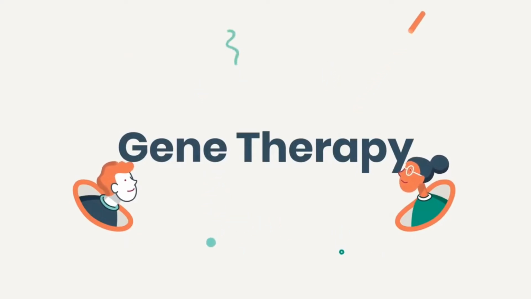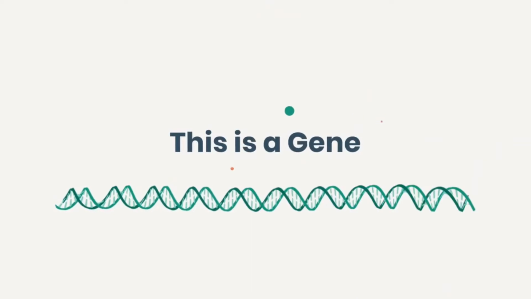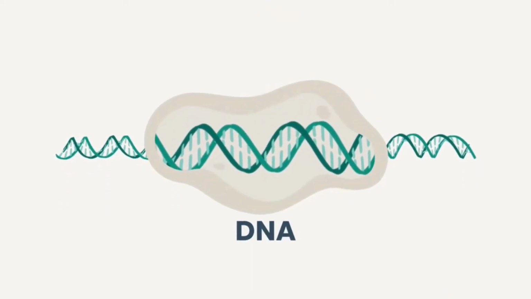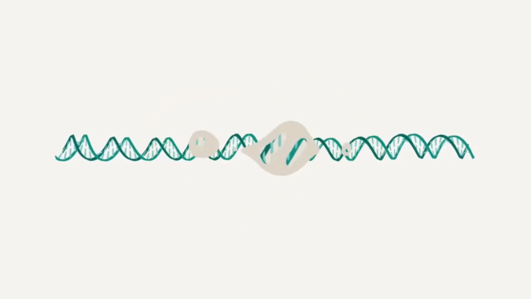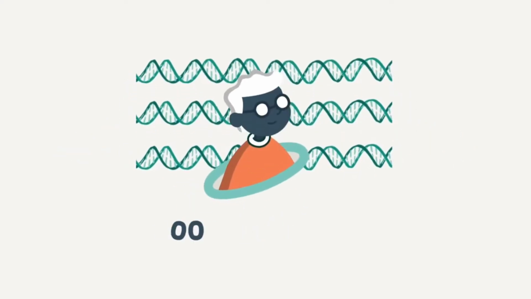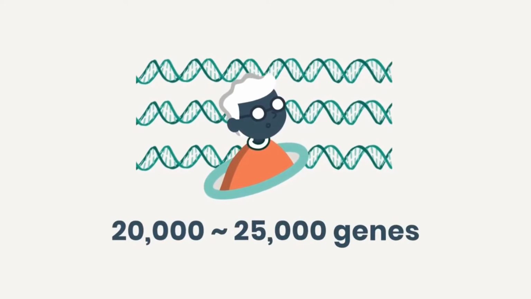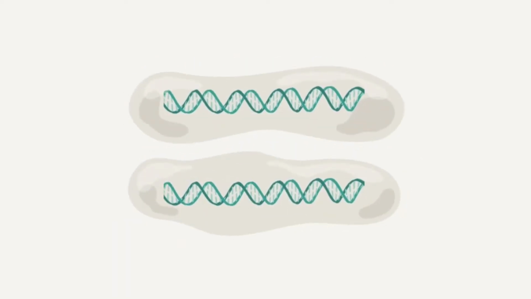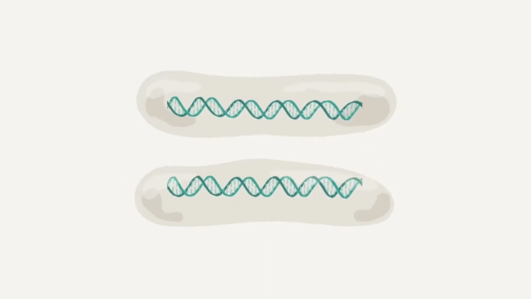First, let's start with the basics. This is a gene. Genes are made up of DNA, which are the blueprints to build the enzymes or proteins that do the work for your body. As far as we know, humans have between 20,000 and 25,000 genes. And most people have two copies of each gene, inherited from each of our parents.